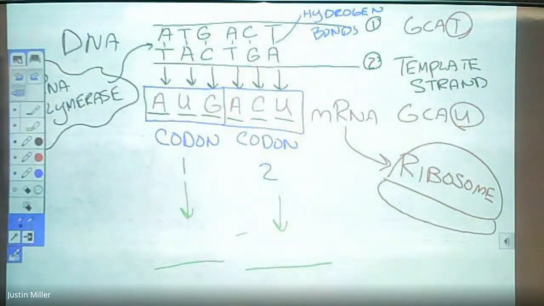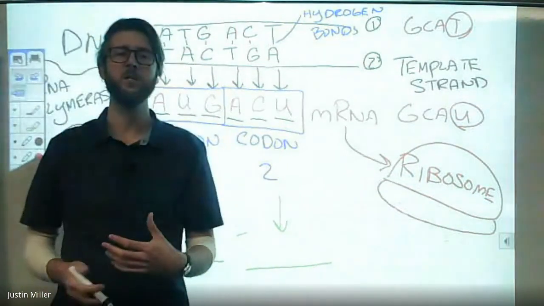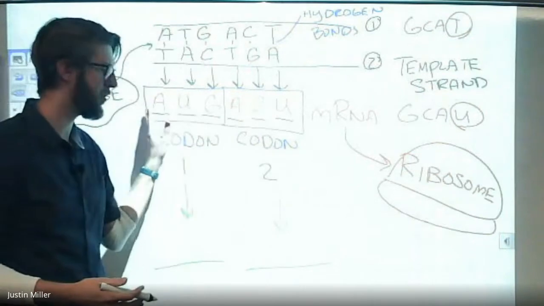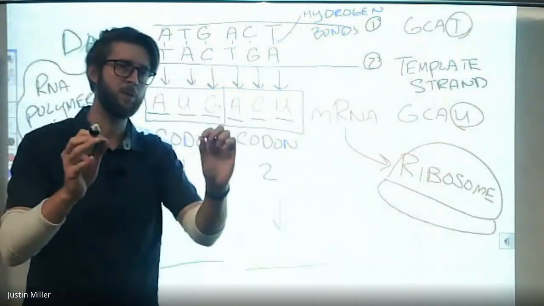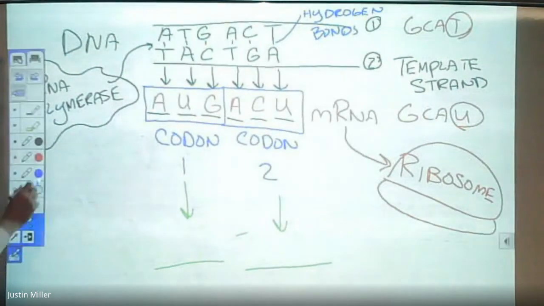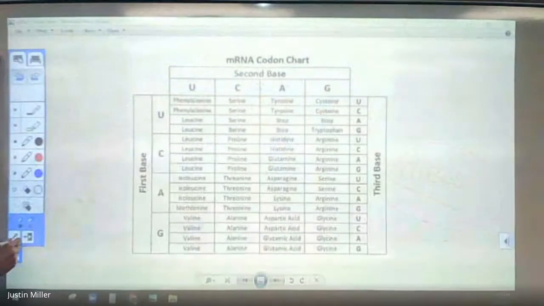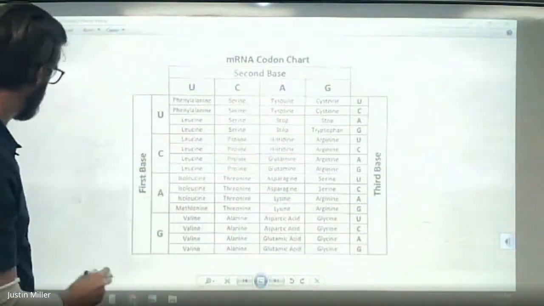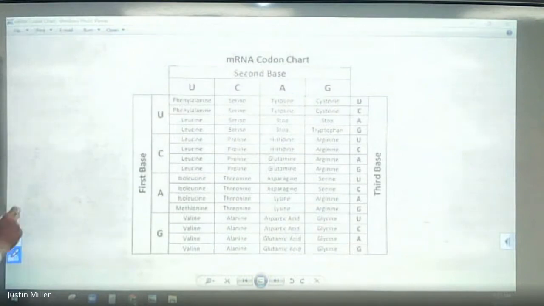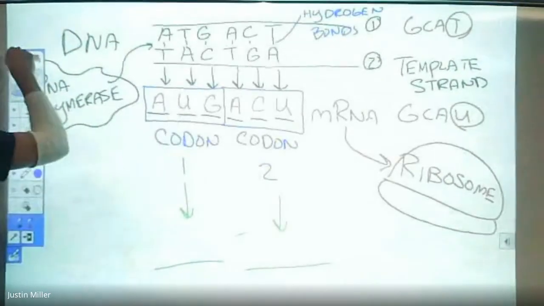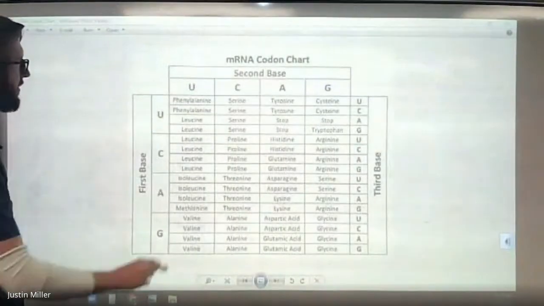So now we're ready to use our decoder chart. Now that we have our RNA strand broken up into codons, we're ready to decode. And that's where this thing comes in. Let me introduce to you the fancy schmancy codon chart, okay? Let me go back and remind myself what the codon was. So we got AUG, okay, so AUG is the codon.